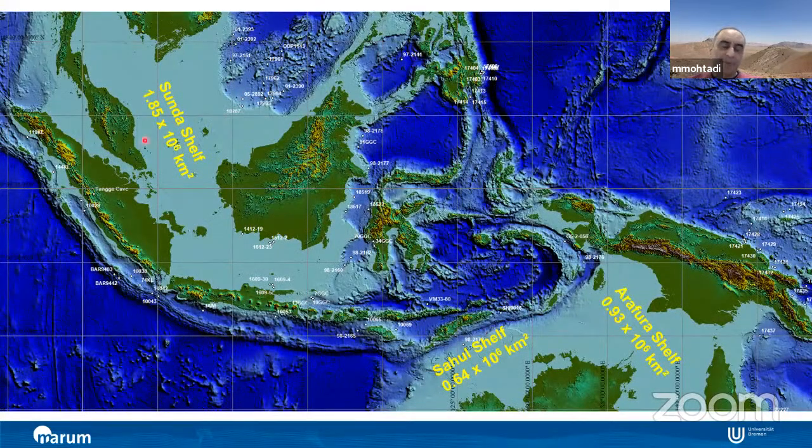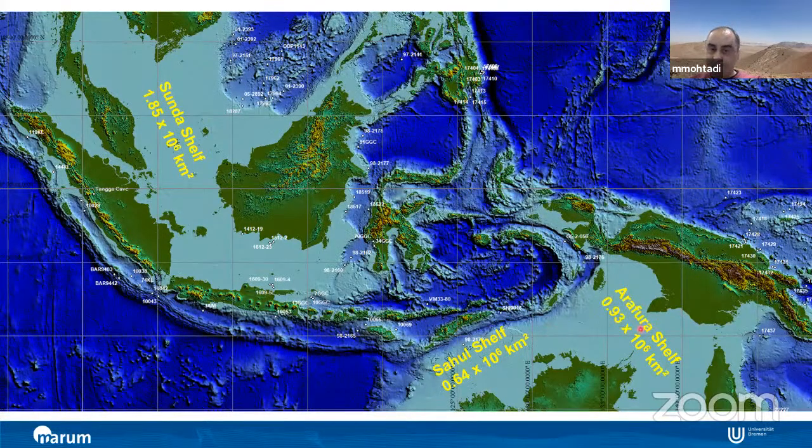Another feature of this region is those large shelf areas. The Sunda Shelf is about 2 million square kilometers, and the Sahul Shelf, Arafura Shelf, and Rowley Shelf, that's not shown here, together have nearly the same area. These are the largest shelves in tropical and subtropical regions worldwide.